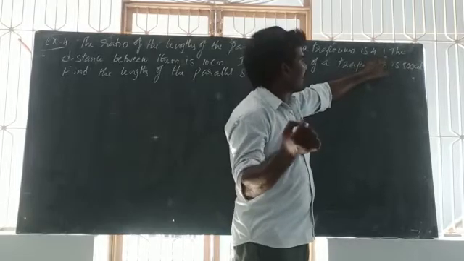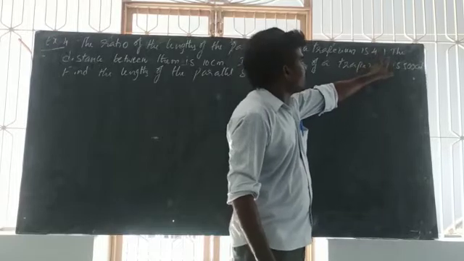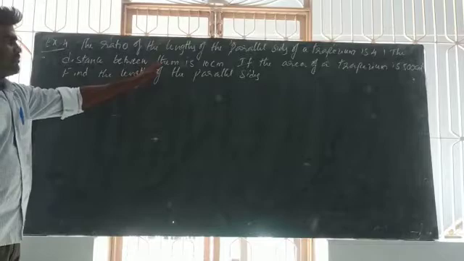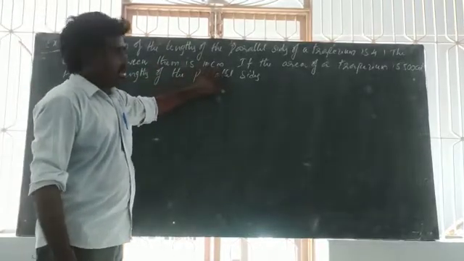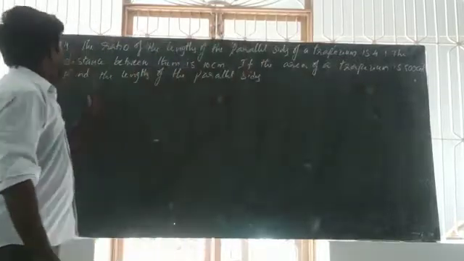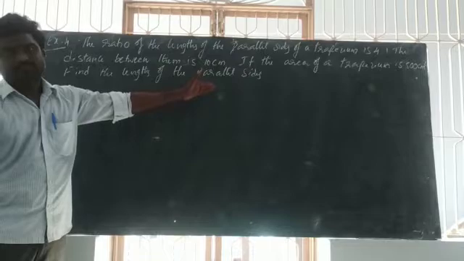Let us take that as x. 4 parts means 4x. 1 part is 1x. Next, the distance between them is 10 centimeter and also they have given that the area of the trapezium is 500 centimeter square. So what is asked? Find the length of the parallel sides.